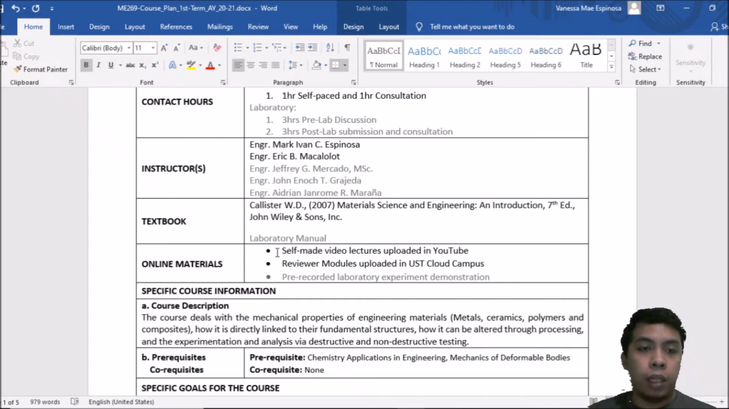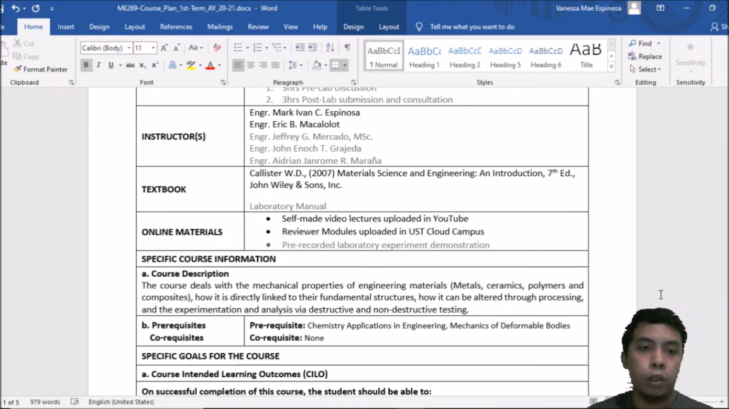For the reference, or the textbook, of the laboratory, of course what you will use is the laboratory manual prepared by our instructors in Material Science Lab. For online materials, we have self-made video lectures uploaded in YouTube and reviewer modules uploaded in UST Cloud Campus. That depends on the lesson, because for some lessons the lecture video is not enough, so I will give reviewer modules in addition to the knowledge given by the lecture videos.